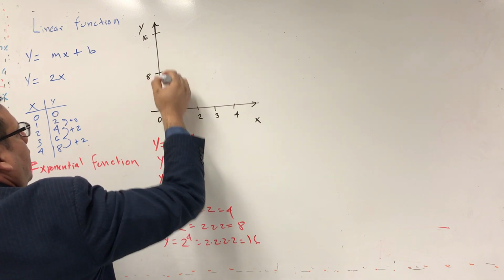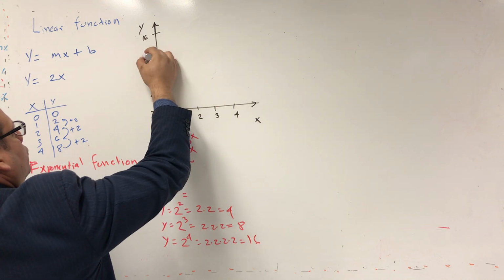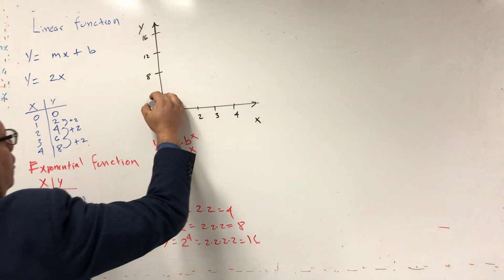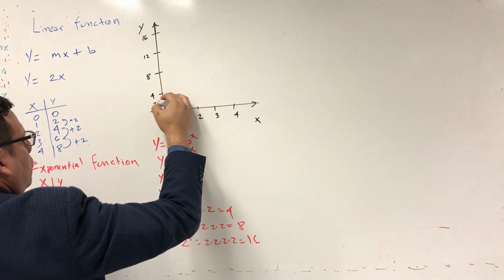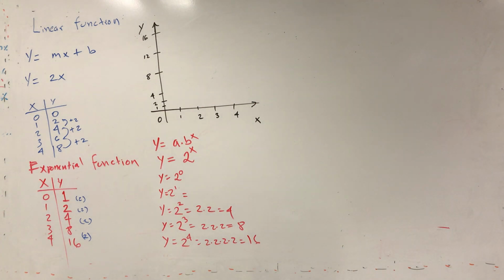I have 0 here, 8 here, 4 right here, and 12 right here. So let's locate our values. I have 2 right here, and I have 1 right here. So every value is there. Now let's graph the linear function, which is the easiest of all.